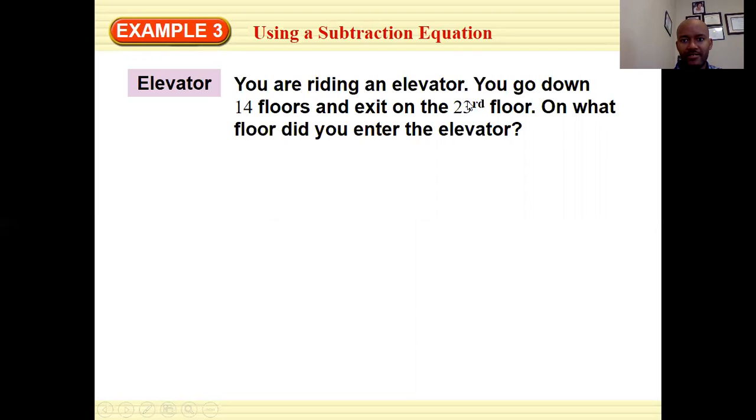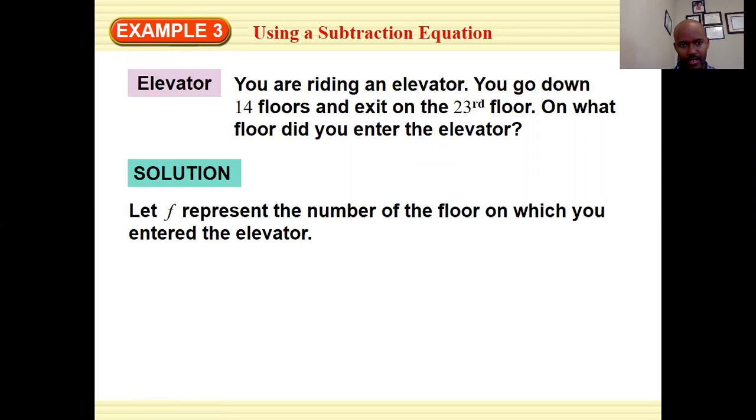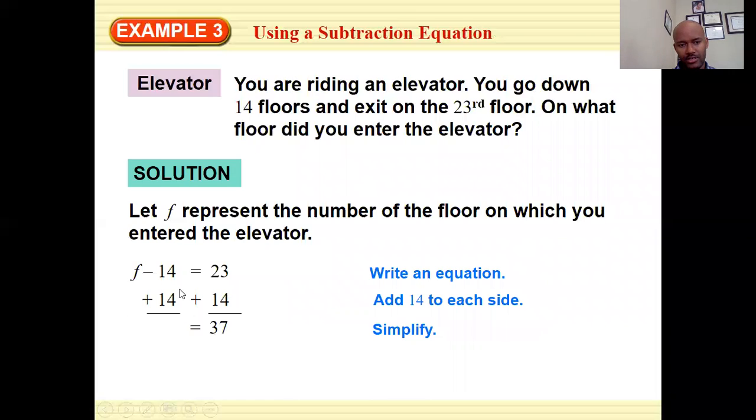Now you're riding an elevator. You go down 14 floors and exit onto the 23rd floor. On what floor did you enter the elevator? Here we're thinking about a number that represents the floor that you started on. You go down 14, so you're subtracting 14, and you exit on the 23rd floor, so that means equal to 23. We're going to use F to represent the number of the floor on which you entered the elevator, and then we write an equation. So F minus 14 equals 23.